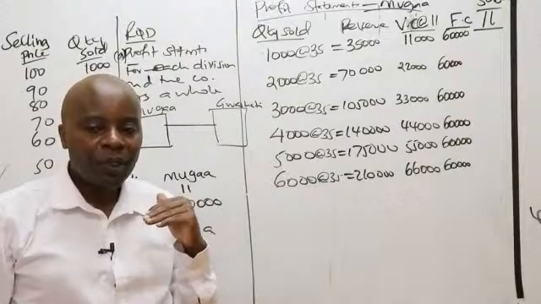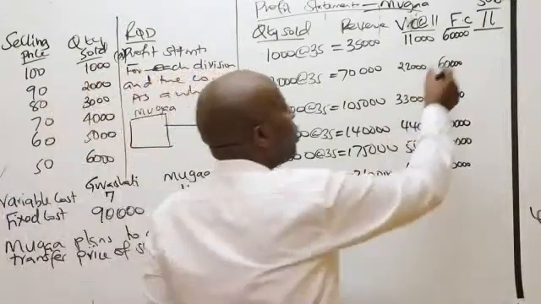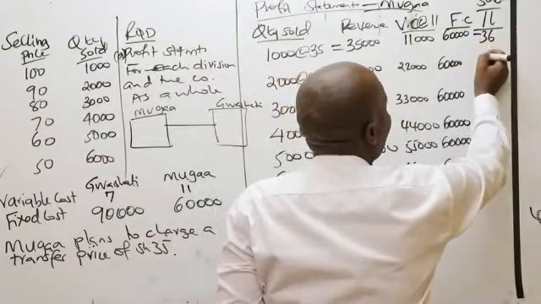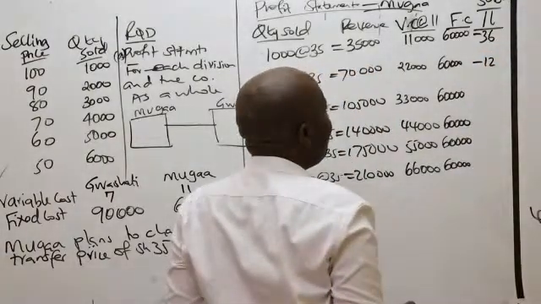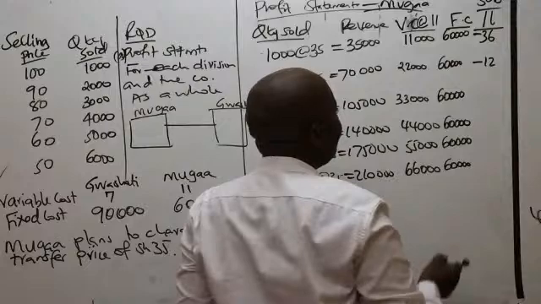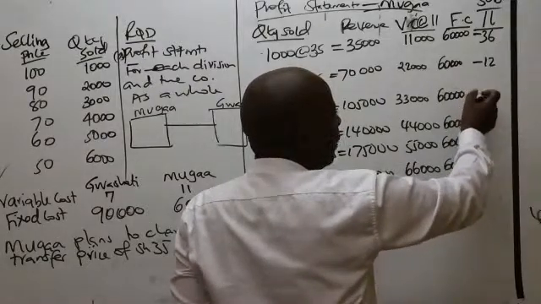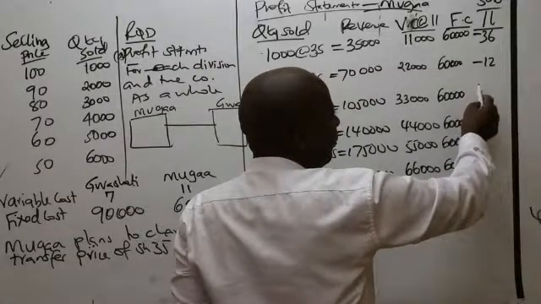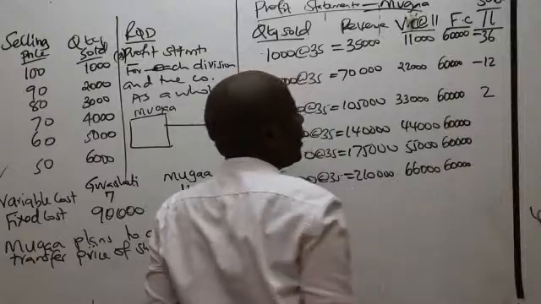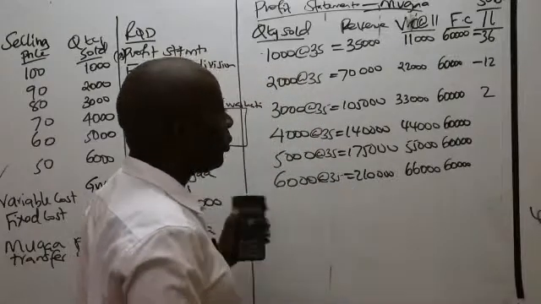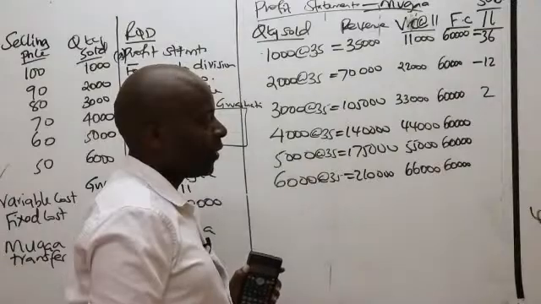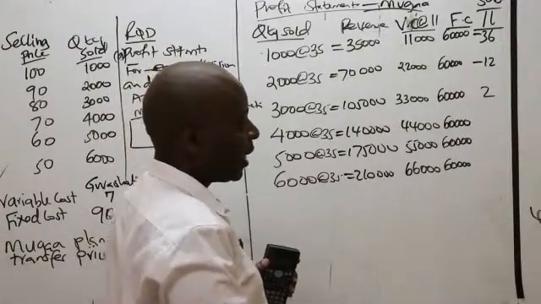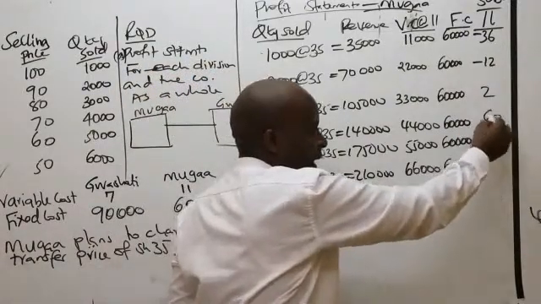Negative 36. Thank you very much, Jockey. The next one is negative 12. Then the third figure, according to Edith, is 2. The fourth profit, Edith is saying again 60,000. Mm. This one is supposed to be 60.